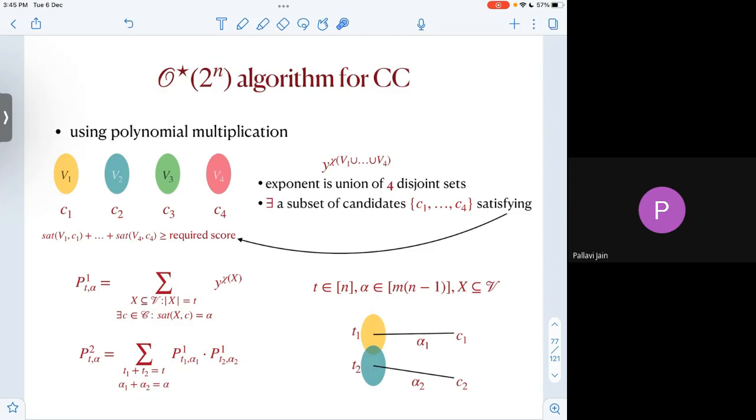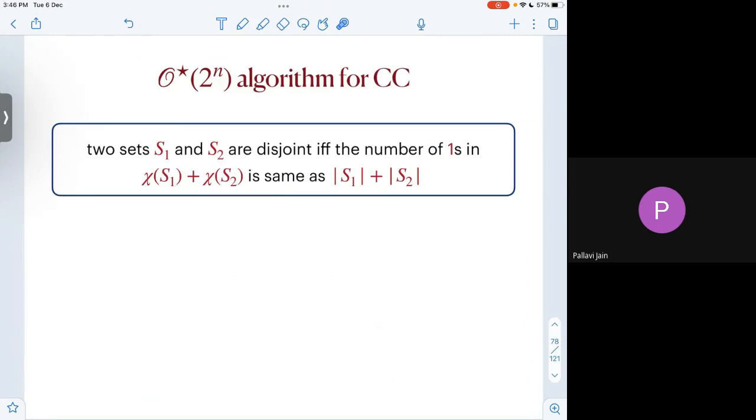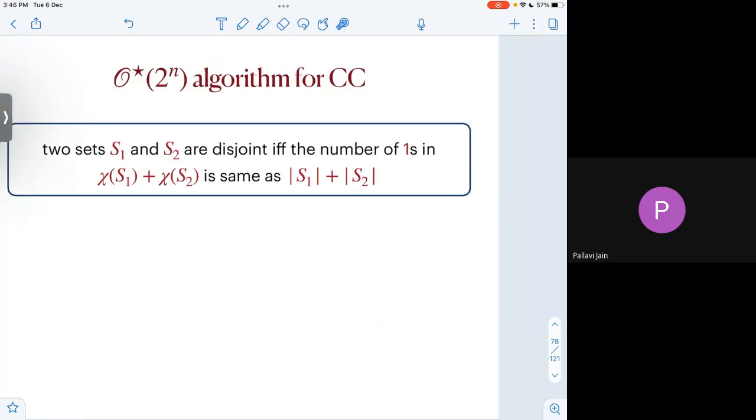Are you able to follow what we are trying to do using polynomial multiplication? So far we captured the size and the score. If we capture that we can find disjoint sets, then we are done. We will use the following known result: two sets S1 and S2 are disjoint if and only if the number of ones in the summation of their characteristic vectors is the same as the summation of their sizes.